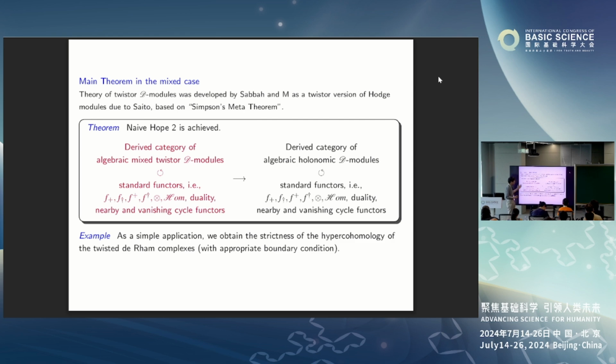We have to extend the theory, and it was done by the theory of mixed twistor D-modules. As I mentioned, there are standard functors such as push forward, direct image, inverse image, tensor, homology, duality and some others acting on the derived category of algebraic holonomic D-modules. And we have the enhancement of these standard functors acting on the derived category of algebraic mixed twistor D-modules. This is one of the main theorems in the theory of mixed twistor D-modules. For example, as a simple application, we can obtain the strictness of the hypercohomology groups of the twisted de Rham complex with appropriate boundary conditions, as I mentioned.